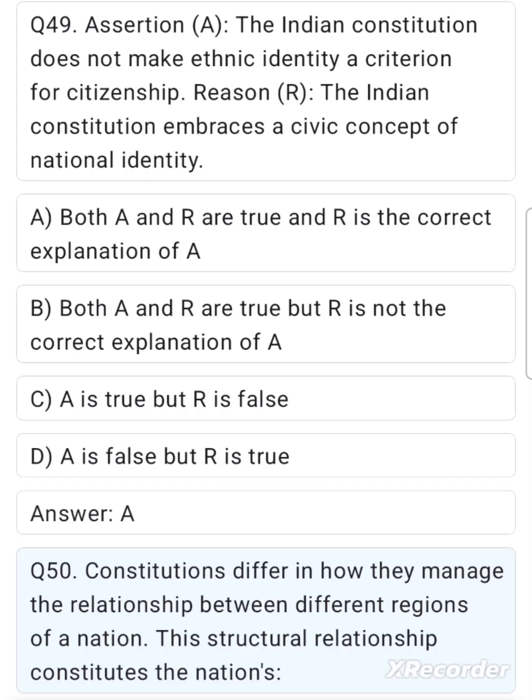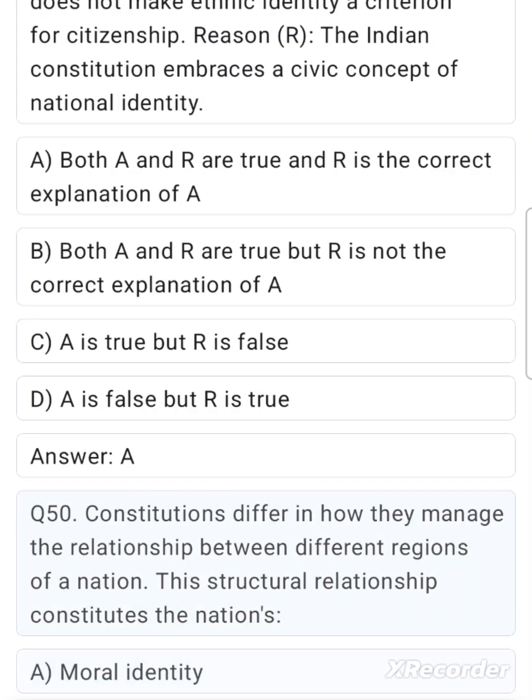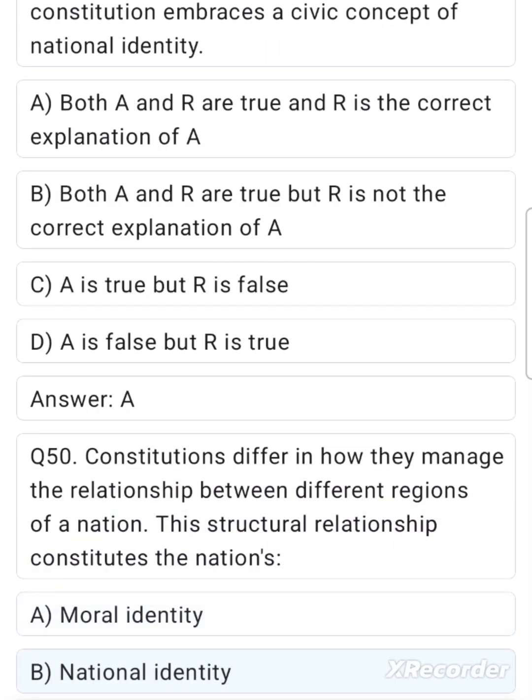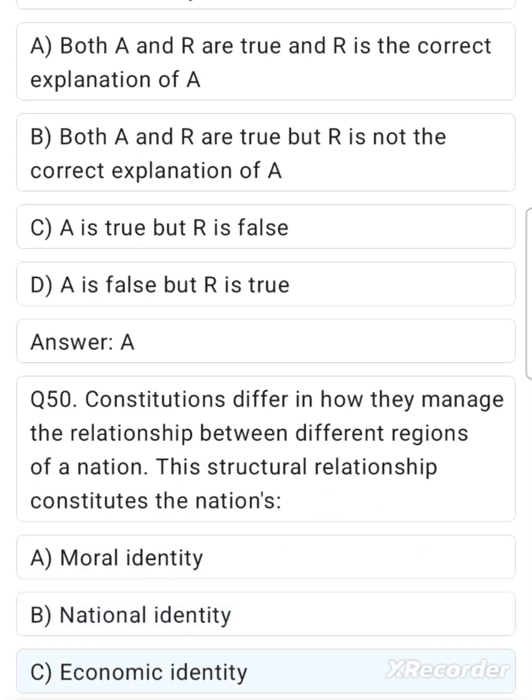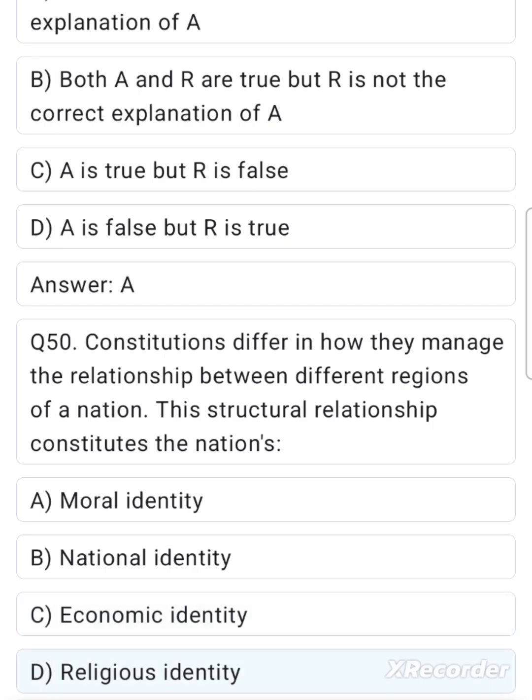Constitutions differ in how they manage the relationship between different regions of a nation. This structural relationship constitutes the nation's A. Moral identity. B. National identity. C. Economic identity. D. Religious identity.